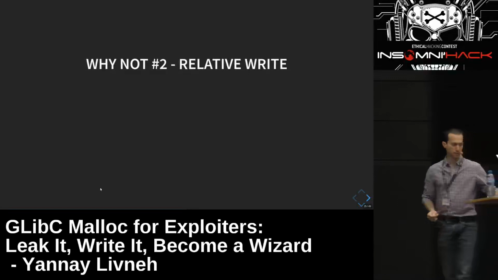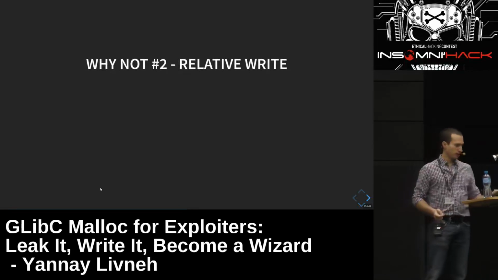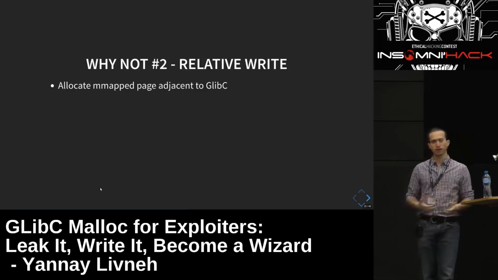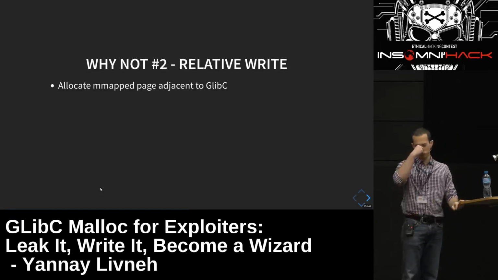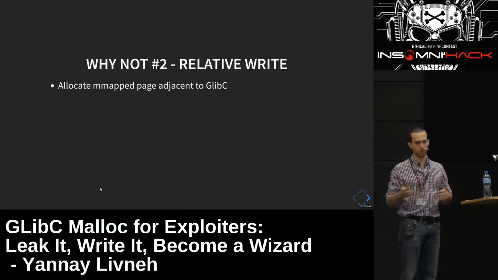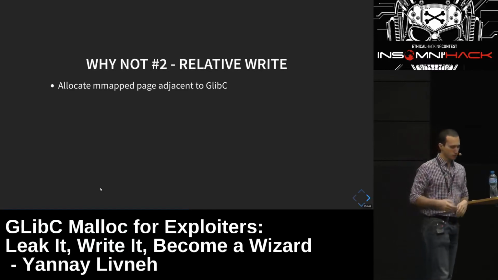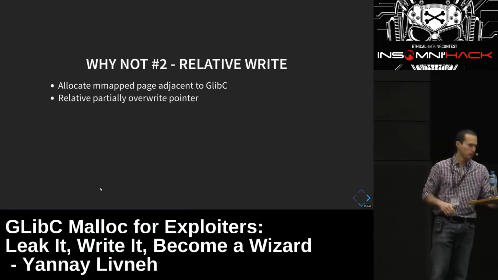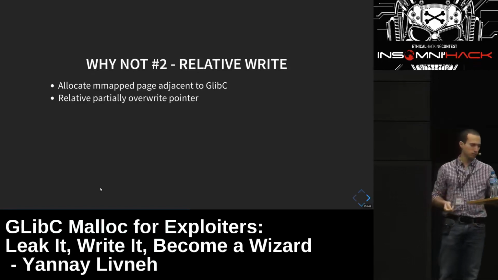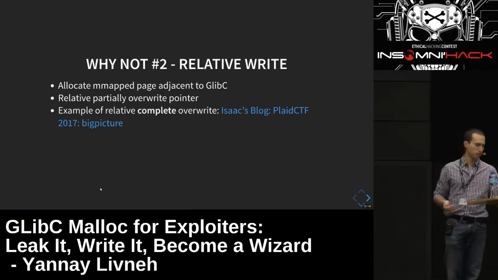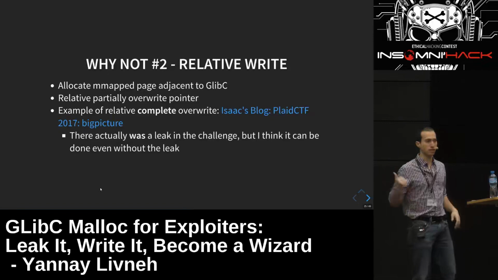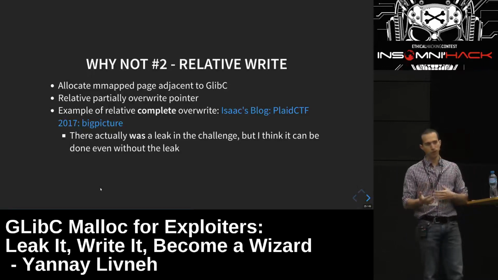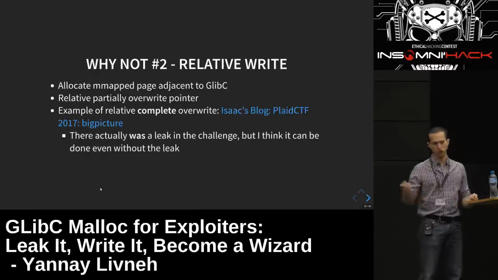Another way to bypass ASLR is with relative write. There is a trick that a really big mapped chunk is allocated adjacent to the GLibC for some reason. It's some optimization of the kernel. So if you have a relative write to this mapping, you basically can do a partial override to pointers in the GLibC, and you just bypassed ASLR. This is an example for it. Technically, they did have a leak in this example, but I think it can be done also without a leak, and it demonstrates the fact that big chunks are mapped and they are adjacent to the GLibC mapping.